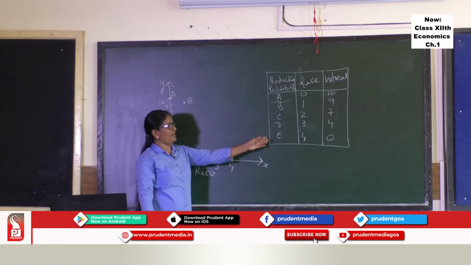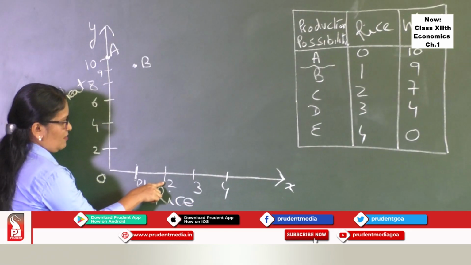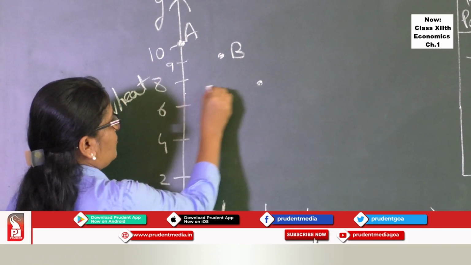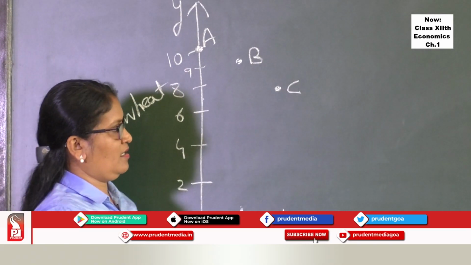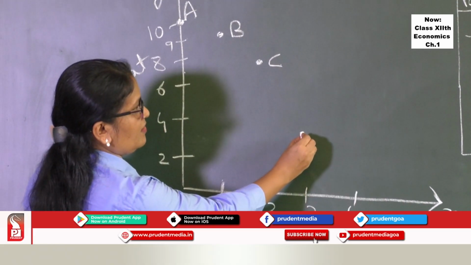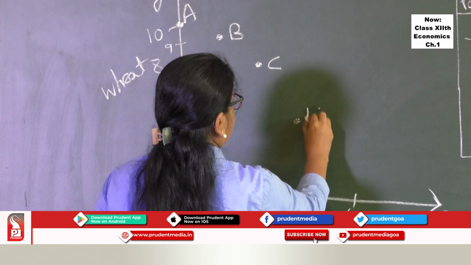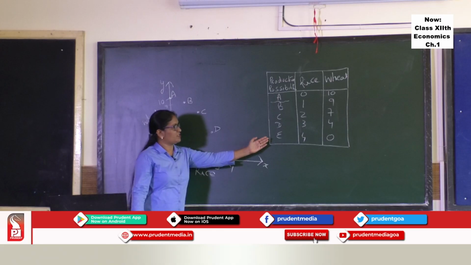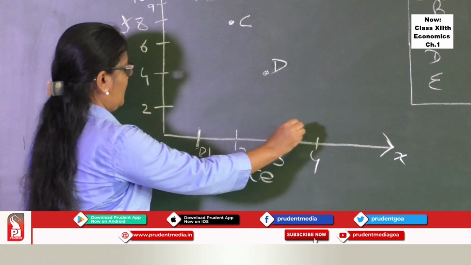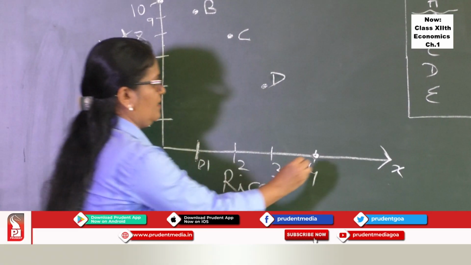Now let's complete the remaining possibilities. C, which contains 2 and 7, 2 lakh tons of rice and 7 lakh tons of wheat. So we have to plot this point C. Possibility D, 3 lakh tons of rice, 3 and 4 lakh tons of wheat. So we have possibility D. And last, we have possibility E, which is 4 and 0, 4 lakh tons of rice and 0 lakh tons of wheat. So we have possibility E.